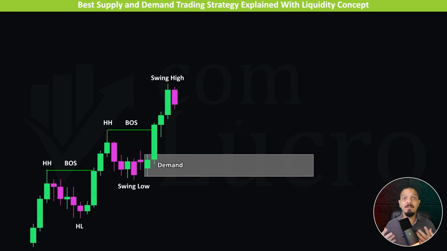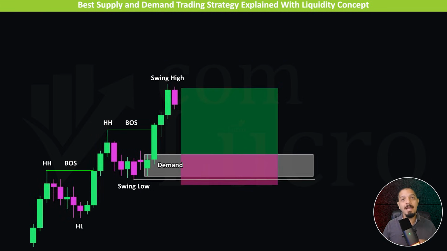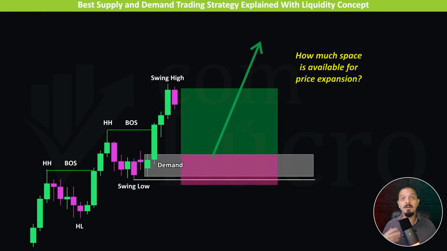Mark the most recent valid demand zone, place a buy limit at the beginning of that zone, and position your stop loss below it. If the stop is also below the protected swing low, that is even better, as it typically provides stronger structural protection. For take profit, aim for the next significant level in front of price. But before finalizing the trade, pause and evaluate one critical factor. How much room does price actually have before reaching the next key level on the higher time frame?